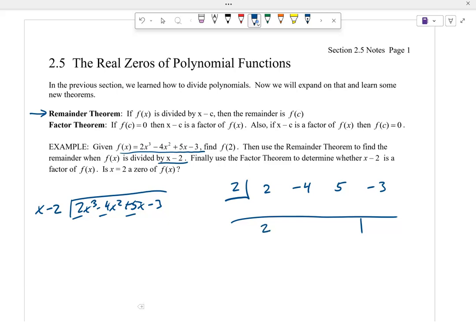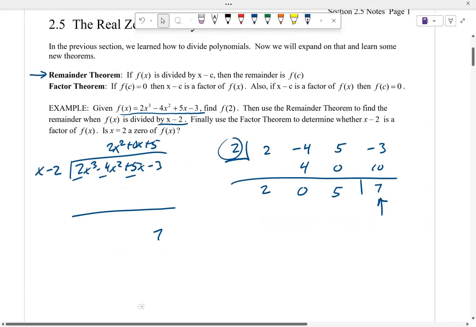So I drop the 2 straight down and multiply it by the 2, 2 times 2. I got 4, negative 4 plus 4, 0. 0 times the 2 up there is 0. 5 plus 0, 5. 5 times 2 is 10. So negative 3 plus 10 is 7. So this has a remainder of 7. So when we divided it, we ended up with 2x squared plus 0x plus 5. And then down here, we get this remainder of 7, right? Plus 7 over x minus 2.